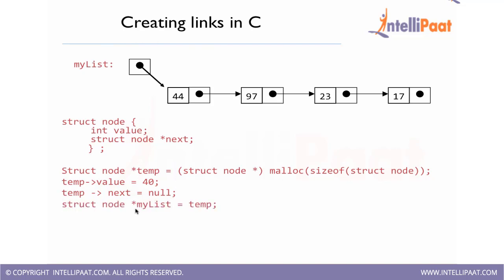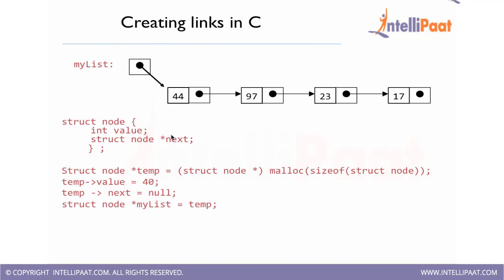Okay, so struct node, my list equal to temp. So here what we did is we created one empty node, and then we assigned the root. This root will be pointing to temp. So temp will become our first node.